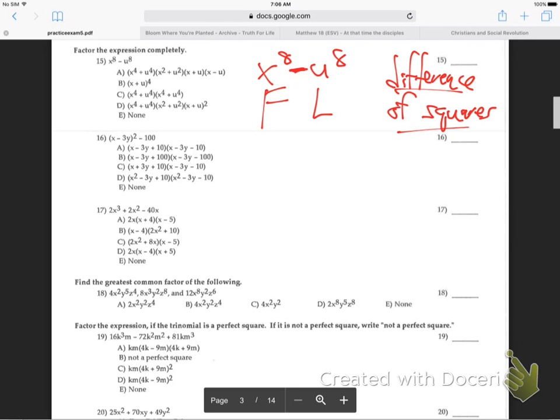Now you might wonder, squares, that's a power of 2. Well, x to the 8th is really x to the 4th twice, isn't it? And u to the 8th is u to the 4th twice. That's why they're calling it squares, because it's something twice. It's squares, it's a difference. Now why do they use the word difference?